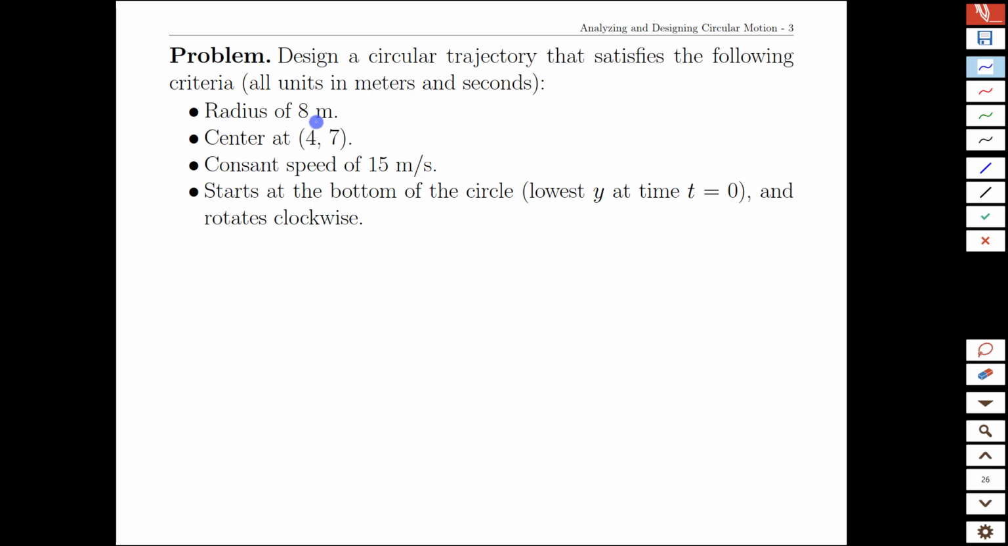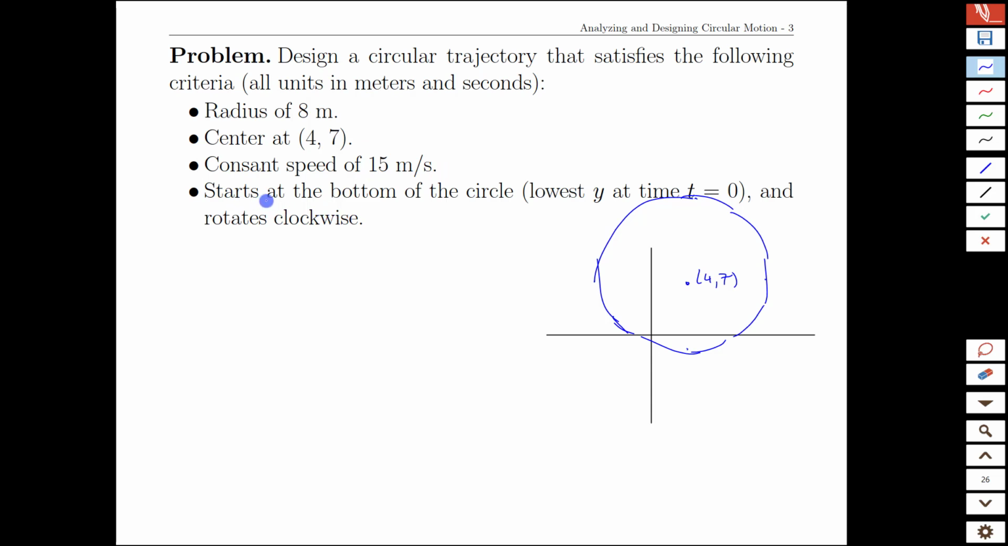For instance, a movement that is 8 meters in diameter with a center at 4, 7, presumably to match other equipment or other constraints. If we sketch that out, that would be like here for the point 4, 7, circle of radius 8, something like that, like so. And we're asked for a constant speed of 15 meters per second. We'll see how that plays a role in a moment.